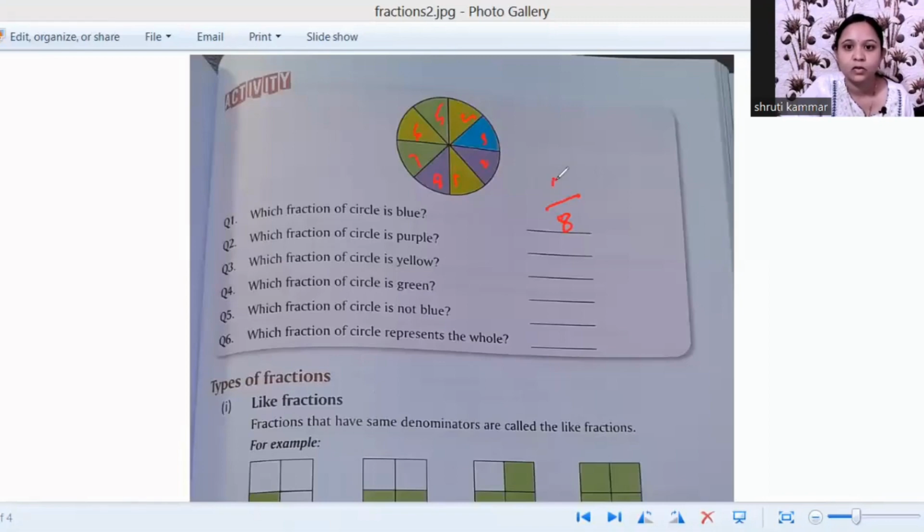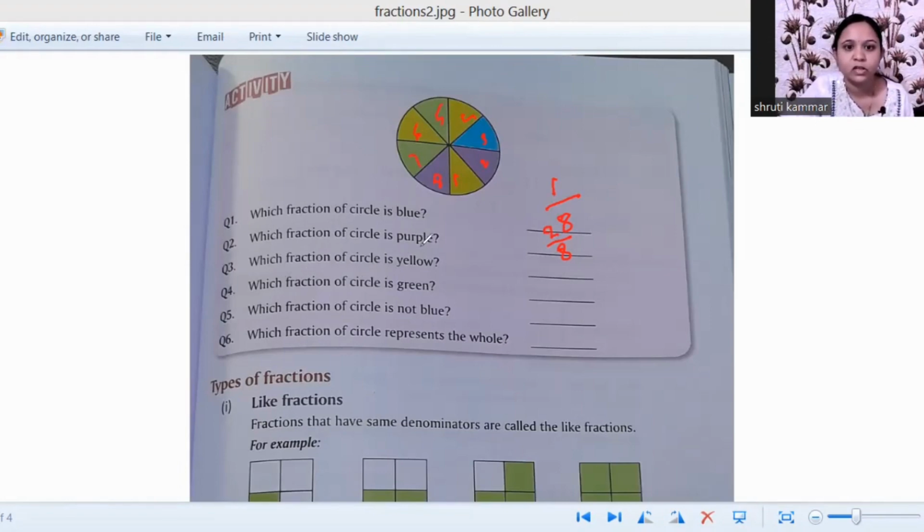Right? So 1/8 of the circle is blue here. Which fraction of the circle is purple? How many parts are there? Same, 8. How many parts are colored purple? 1, 2. So 2/8 of the circle is purple.